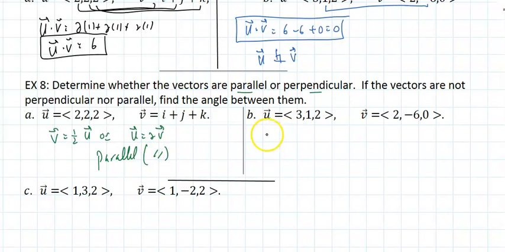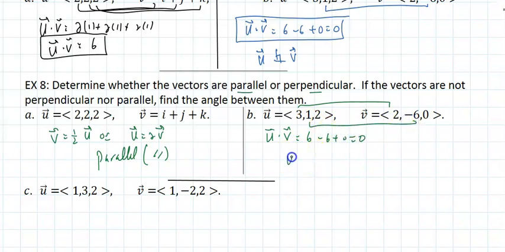And here, if I take U dot V, I know they're not multiples of each other. That would be 3 times 2, which is 6, minus 6, plus 0, which is 0. So we know that U is orthogonal to vector V. Or I could say U and V are orthogonal.